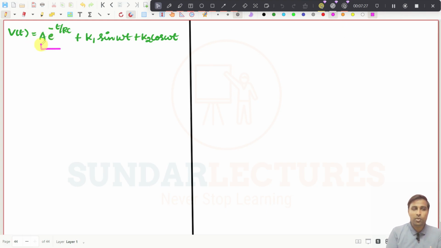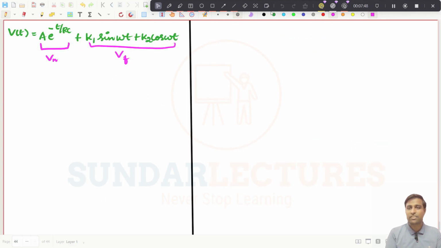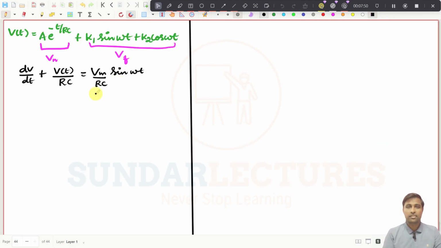This is the solution due to the natural function, and this is the solution due to the forcing function, right? So the forcing function alone should satisfy what? The differential equation. Now what is the differential equation here? This is the differential equation, right?